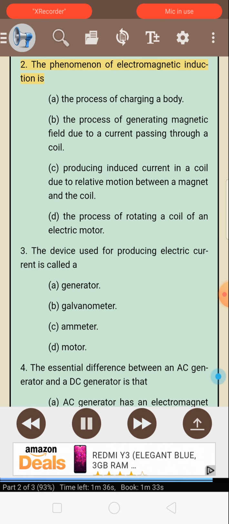2. The phenomenon of electromagnetic induction is A. The process of charging a body. B. The process of generating a magnetic field due to a current passing through a coil. C. Producing induced current in a coil due to relative motion between a magnet and the coil. D. The process of rotating a coil of an electric motor. 3. The device used for producing electric current is called A. Generator. B. Galvanometer. C. Ammeter. D. Motor.